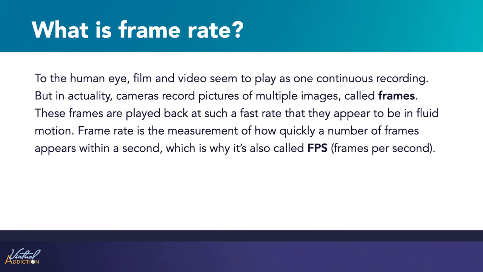To the human eye, film and video seem to play as one continuous recording, but in actuality, cameras record pictures of multiple images called frames. These frames are played back at such a fast rate that they appear to be in fluid motion. Frame rate is the measurement of how quickly a number of frames appears within a second, which is why it's called FPS, or frames per second.